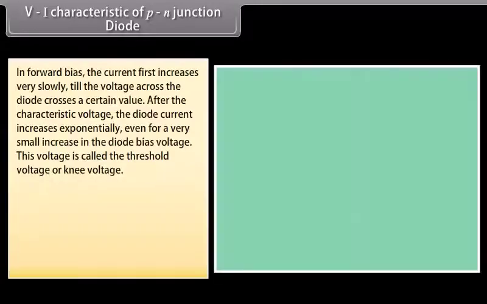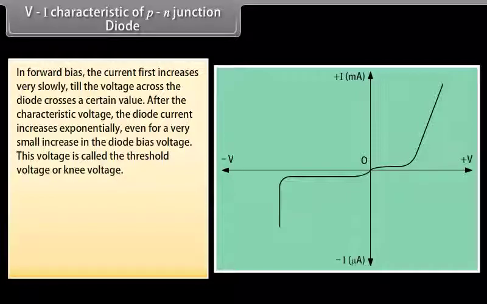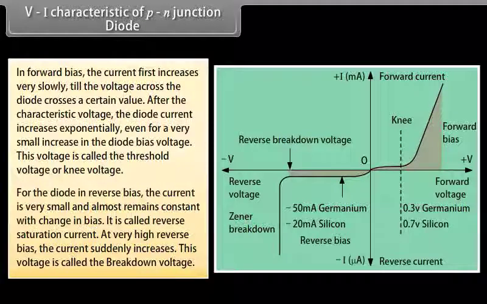IV characteristic of p-n junction diode. In forward bias, the current first increases very slowly till the voltage across the diode crosses a certain value. After the characteristic voltage, the diode current increases exponentially, even for a very small increase in the diode bias voltage. This voltage is called the threshold voltage or knee voltage. For the diode in reverse bias, the current is very small and almost remains constant with change in bias. It is called reverse saturation current. At very high reverse bias, the current suddenly increases. This voltage is called the breakdown voltage.